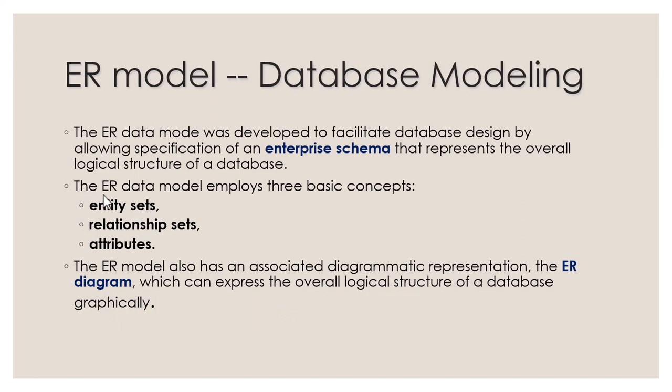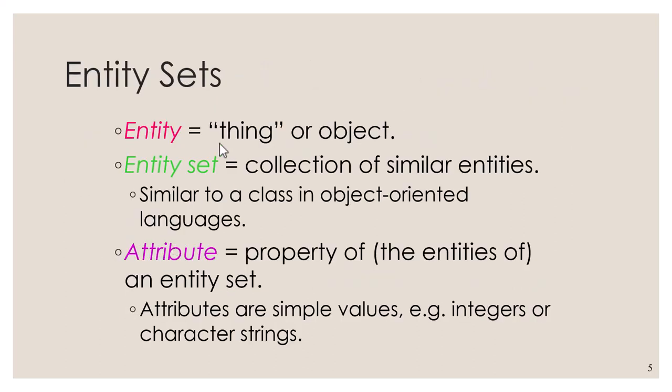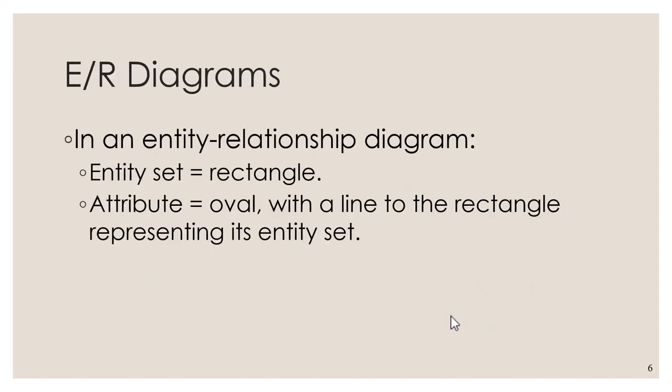On the whole we have three different sets. We have the entity sets, relationship sets, and for each entity we have attributes, a list of attributes. An entity is a thing or an object. An entity set is a collection of similar entities, similar to a class. I know you took programming in an object-oriented language. Attributes are properties of certain entities. These could be simple values, integers, or characters. You could also specify how many characters, how many digits of numbers, and so on.